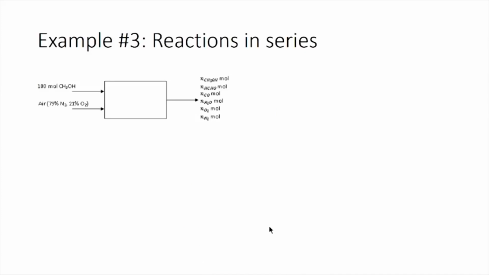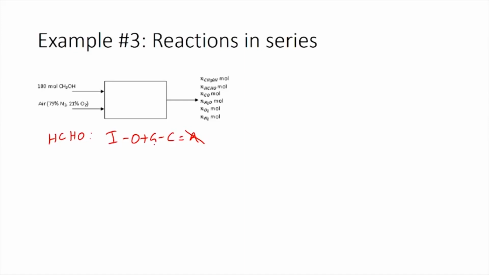The second component we can write a balance equation for is formaldehyde. So, again we start with input minus output plus generation minus consumption equals accumulation. At steady state accumulation goes to 0.